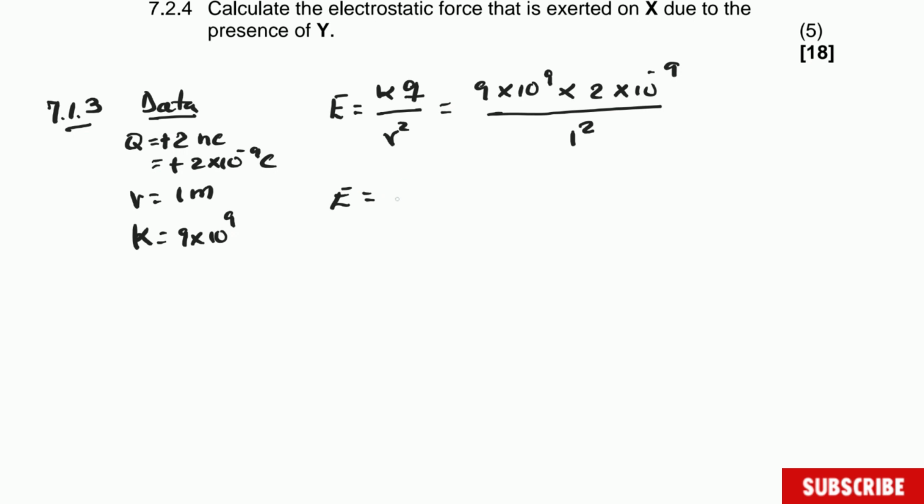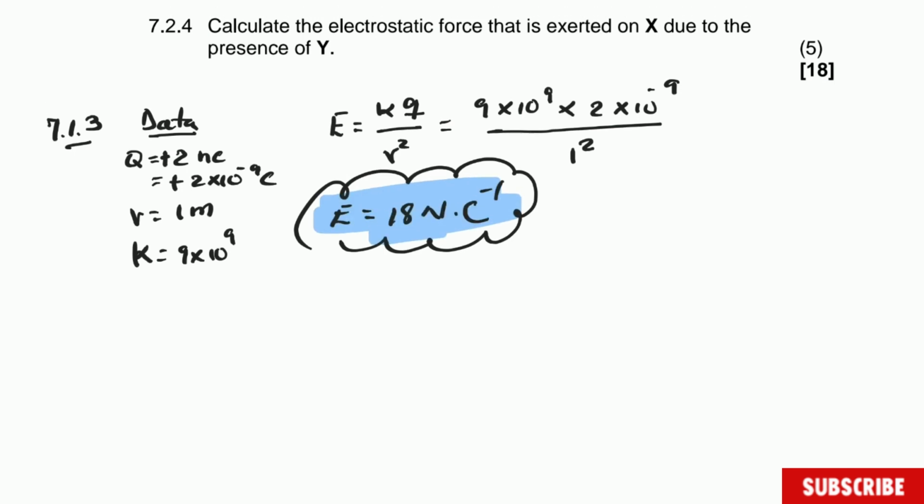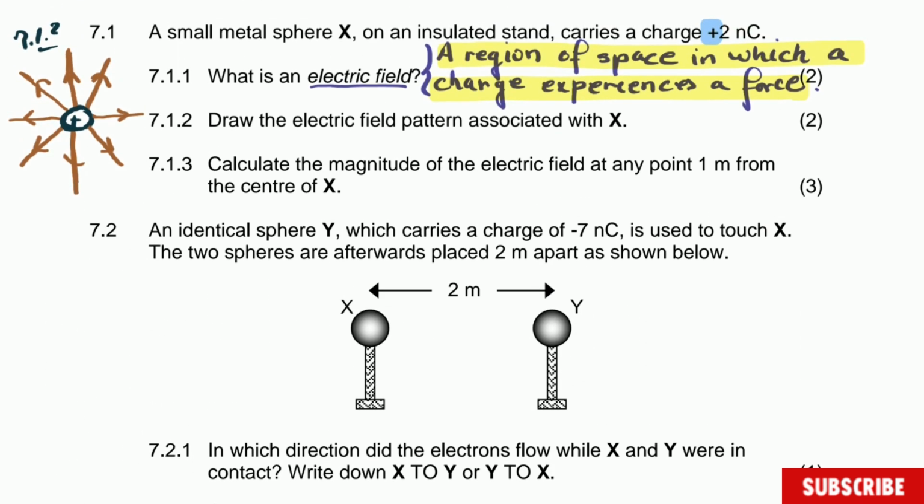When you calculate this, you get that the answer is 18 newton per coulomb, but no direction, because this is a vector quantity, guys, but they are asking you for the magnitude in the question. As you can see here, calculate the magnitude, and therefore if they say magnitude, no direction.